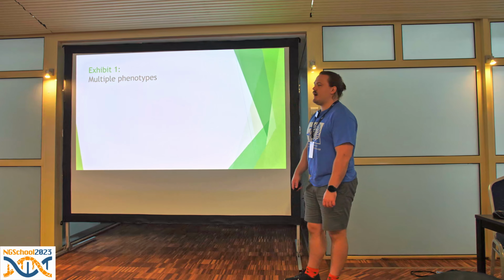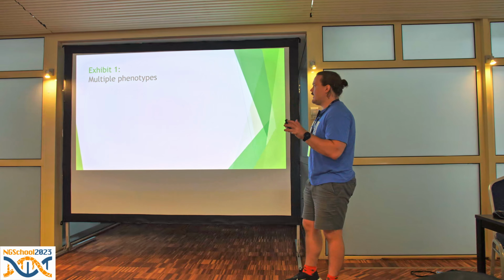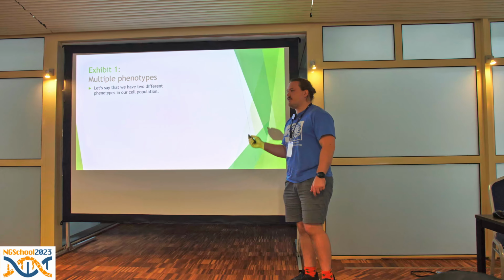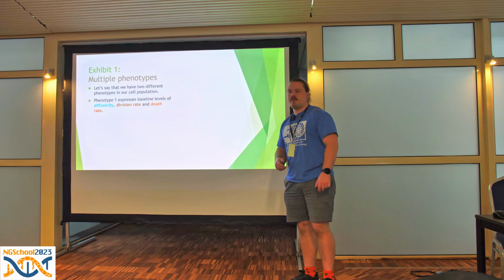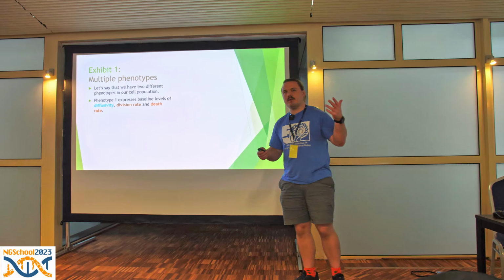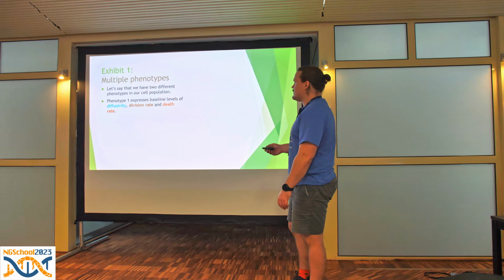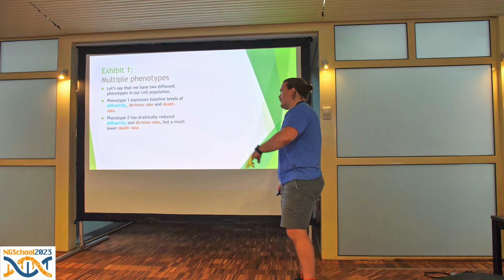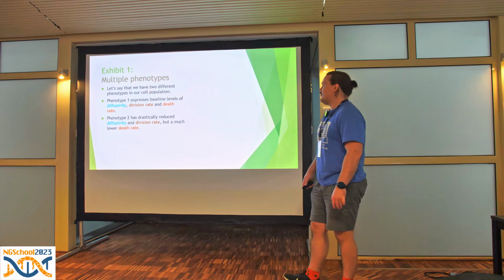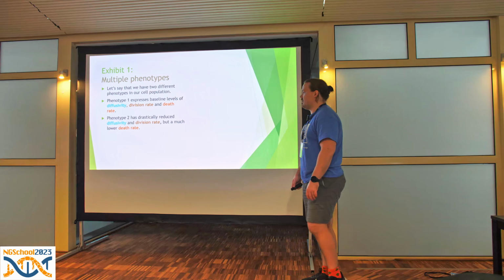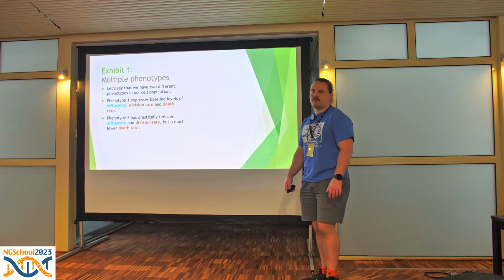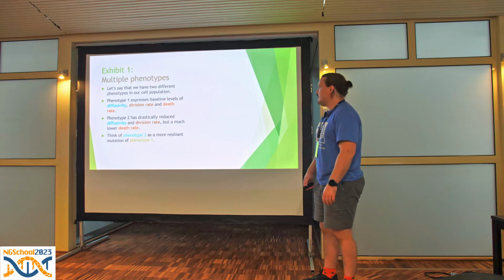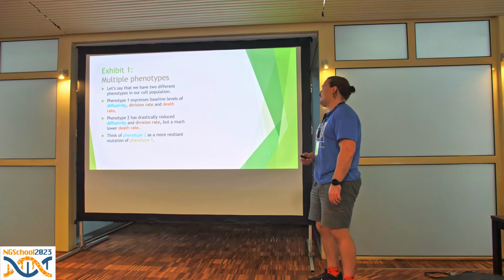Let's say that we have a heterogeneous tumor. It has multiple phenotypes, and let's say it has 2 different phenotypes. Phenotype 1 is a base level phenotype in this example. It has the same diffusivity, division rate, and death rate as what we just saw. Phenotype 2 has drastically reduced diffusivity and division rate, but also a much lower death rate. So they have different behaviors. We can think of phenotype 2 as a more resilient mutation of phenotype 1, maybe.